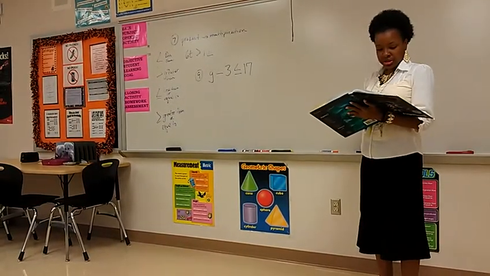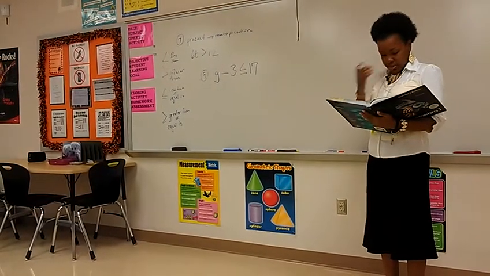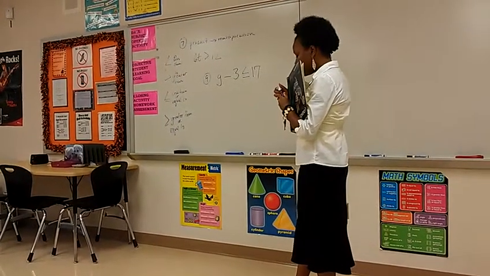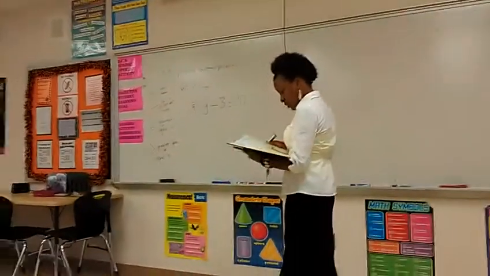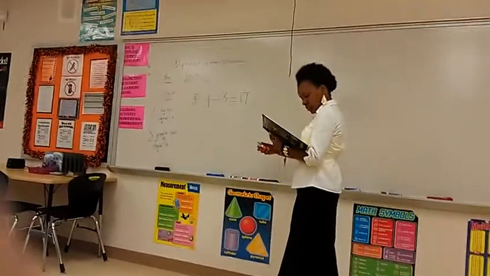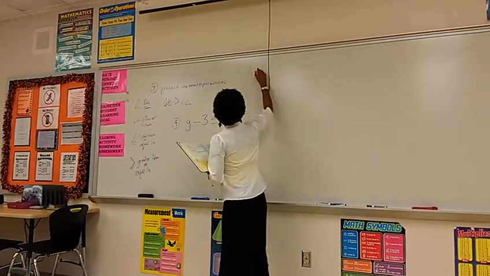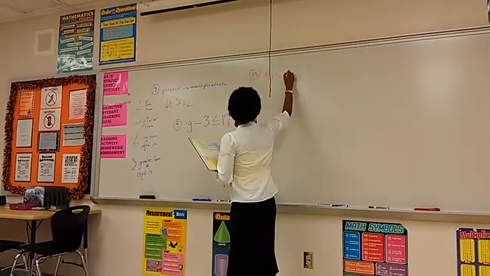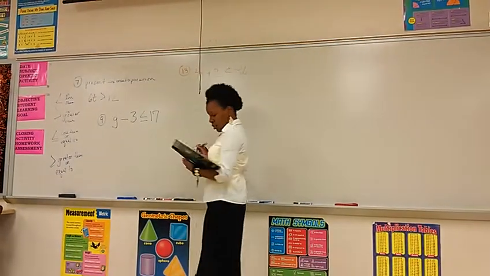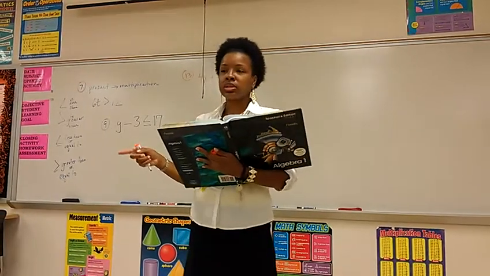The next section says determine whether each number is a solution of the given inequality. Number 13: 4x plus 2 is less than negative 6. And they want me to try 0, negative 2, and 1 to see which one is the answer.